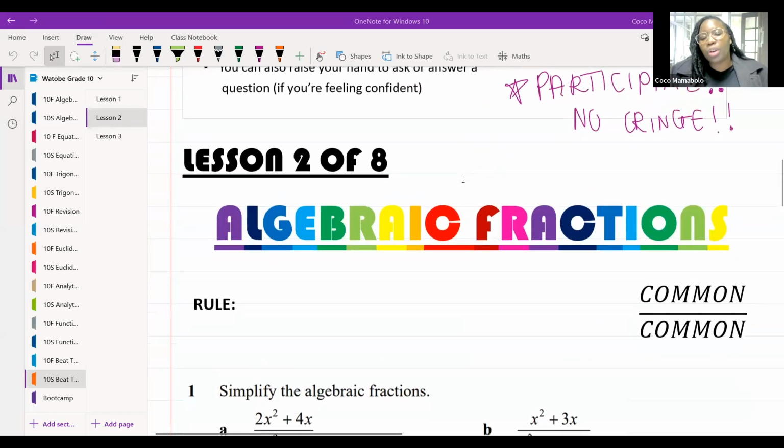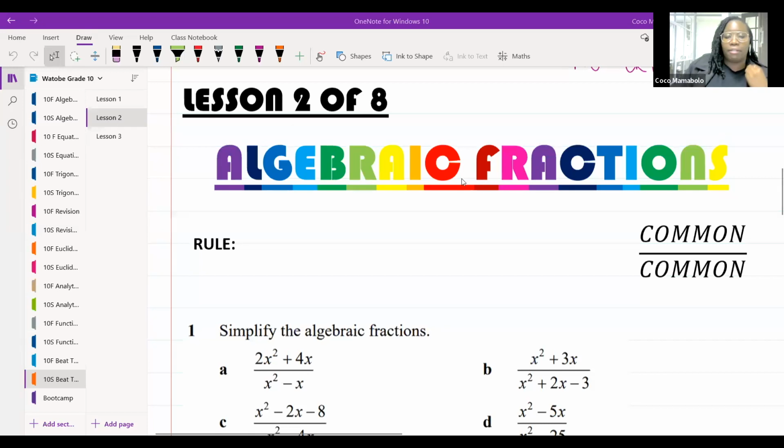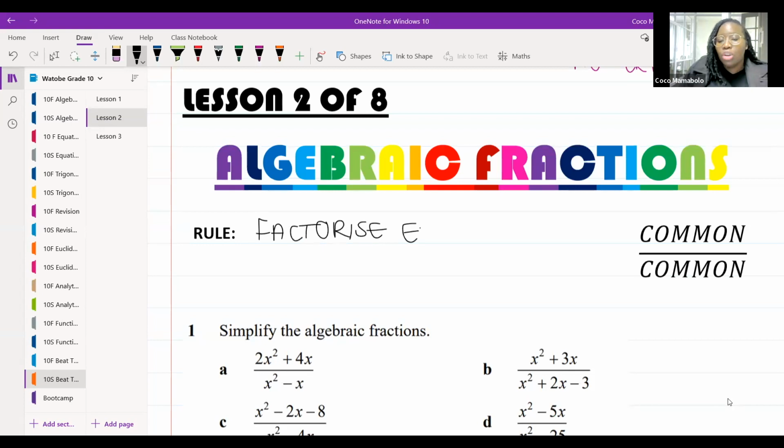And today's lesson, we're going to be learning about algebraic fractions. Now, it's very apt that we started with factorizing, because the number one rule for algebraic fractions is to factorize everything. So you guys need to get comfortable with factorizing now. We're going to be factorizing the whole lesson. That's the only thing we're going to be doing. We're just going to factorize and factorize and factorize.